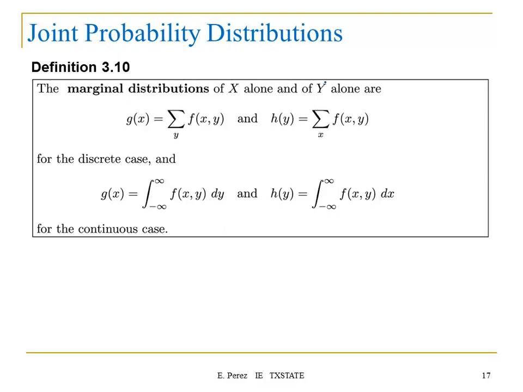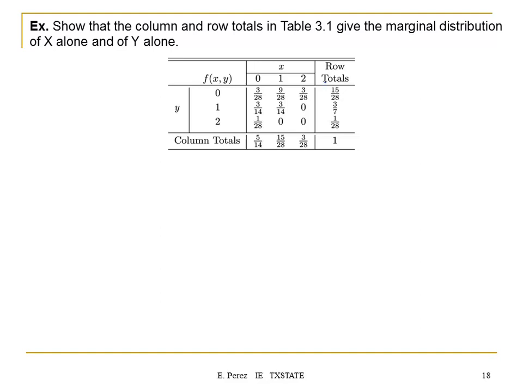Next, I think it's basically what we just discussed, so let's go over that again. For this example, let's show that the column and row totals in this table give the marginal distribution of x alone and y alone. So let's do x. g of x will be equal to the summation over y of f of x and y. So remember, this is a discrete distribution.